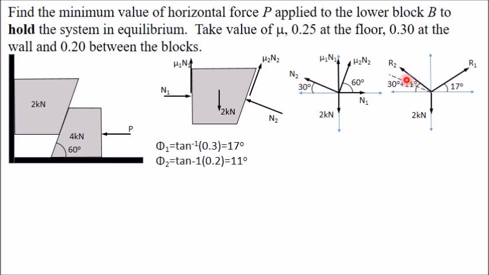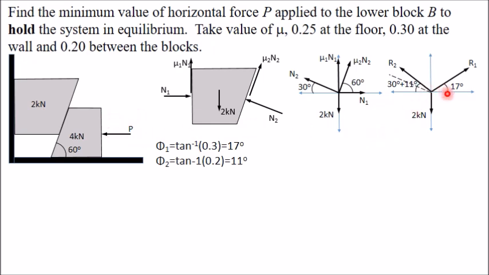So the total angle of this R2 from the x-axis will be 30 plus 11, that is 41 degrees. Once you get all these forces, you can see that there are only 3 forces, and this block is in equilibrium, and therefore you can apply Lami's theorem here. Now you remember that we ultimately require the value of P only.